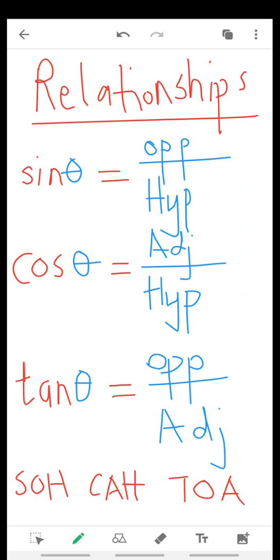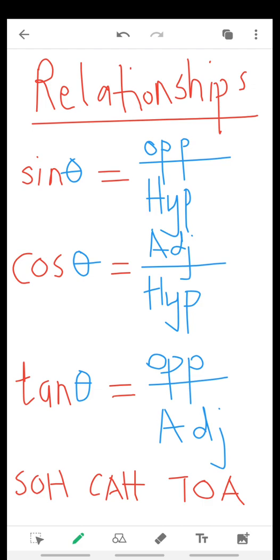Then the last trig ratio that we have for a right angle triangle is tan theta. What does the relationship say? It says tan theta is equal to opposite over adjacent. So tan theta relates a particular side opposite theta to the side next to it. That kind of relationship we call tan. Tan of the angle theta equals opposite over adjacent.